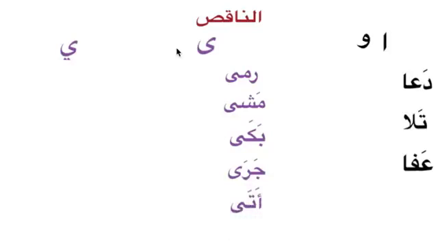In all these forms, what we see is alif maksura, whose original letter is ya. This is rama from ya, masha from ya, baka from ya, jara from ya, and ata from ya. These are changed to rama. The reason why it's changed into alif maksura is because the ayn kalima has a fatha in all these fa'ls. That's why the ya is changed into alif maksura. It produces the sound of a: rama, masha, baka, jara, and ata.